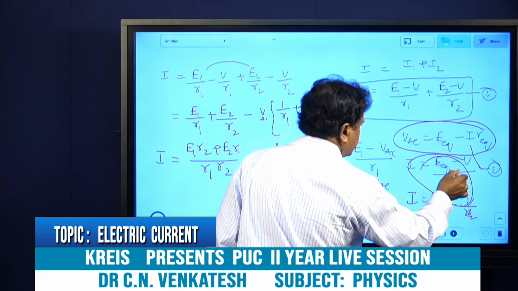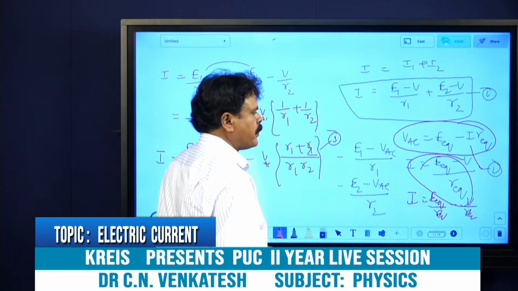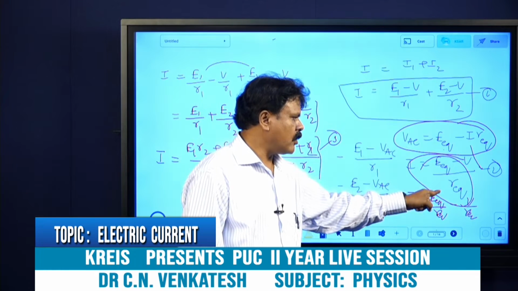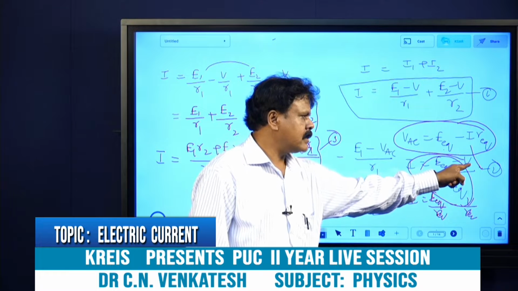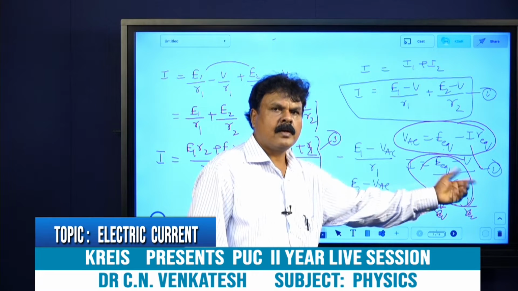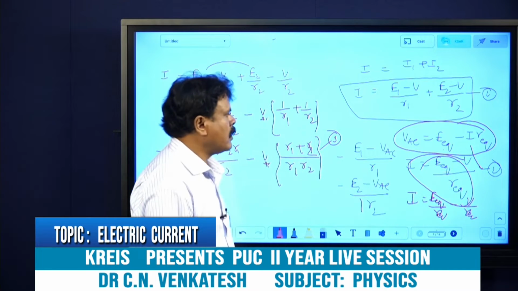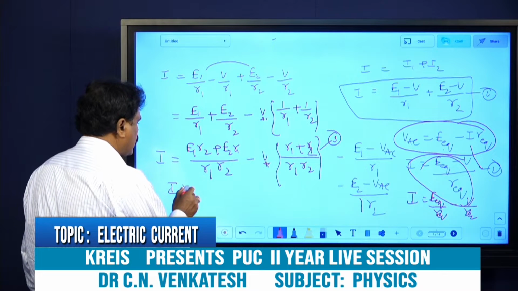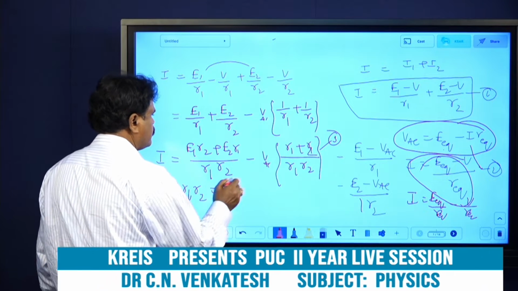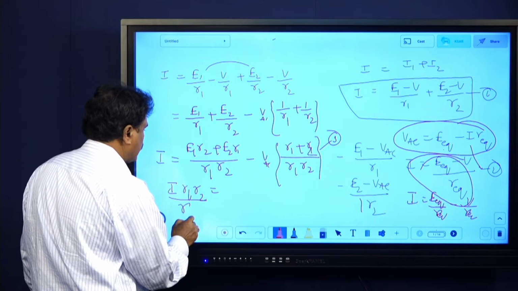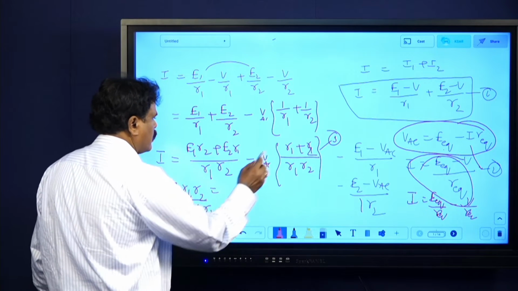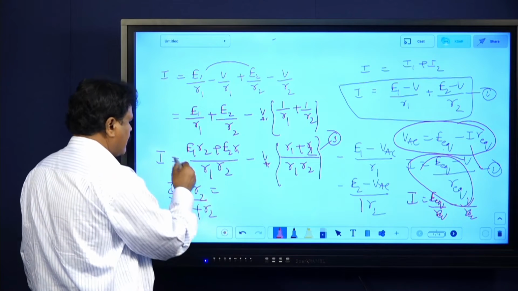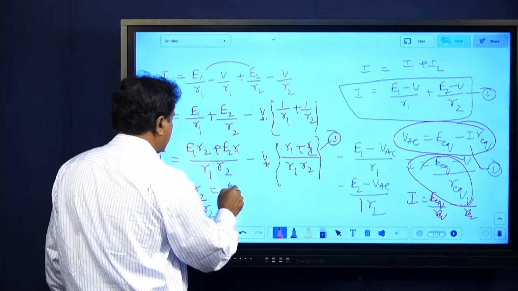Instead of writing this, you might feel it is complicated. You can compare that also. You can get the expression E equivalent by R equivalent minus V by R equivalent. We can do it separately, but rather than that, what you can do is multiply R1 R2 by R1 plus R2. This is R1 R2 by R1 plus R2. It is like multiplying R1 R2 by R1 plus R2.